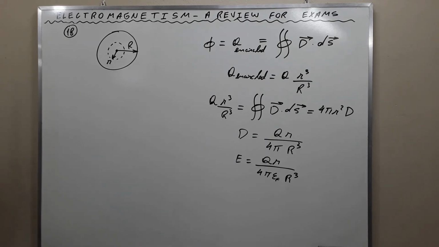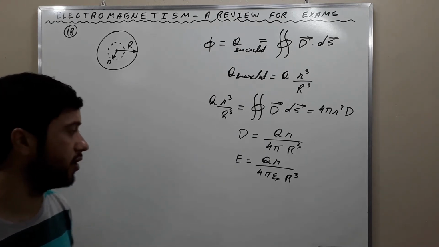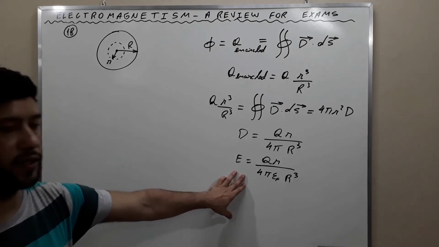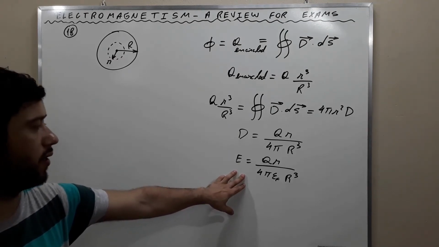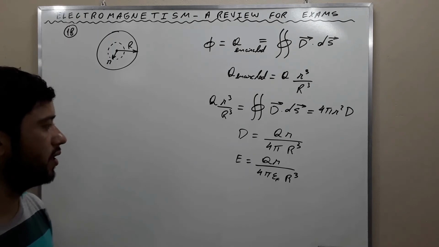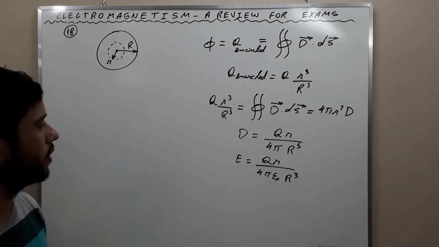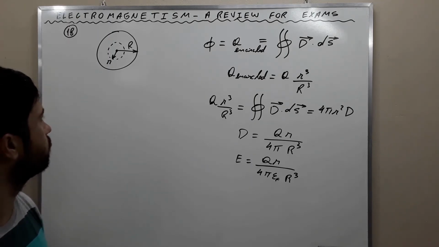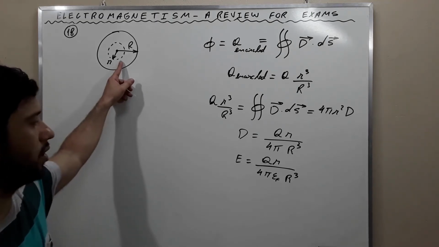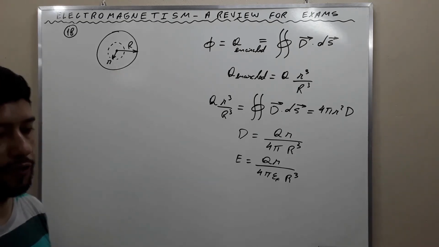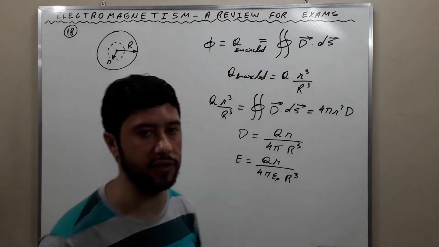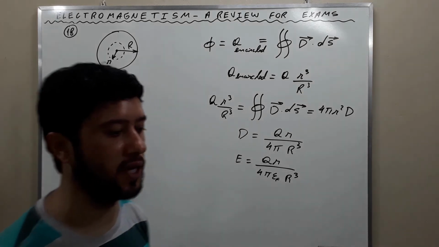As the exercise didn't give us any numbers, we are going to leave it expressed in this way. So this is the electric field, okay, inside of this charged sphere. This is all for exercise 18. Let's go to exercise 19 now.